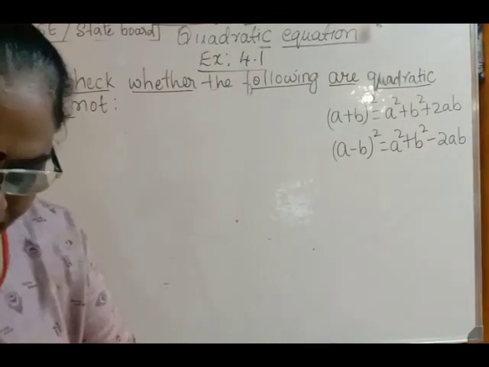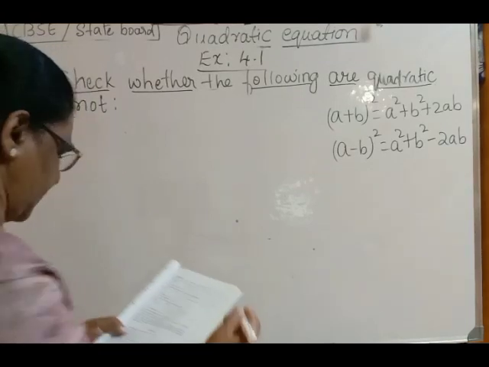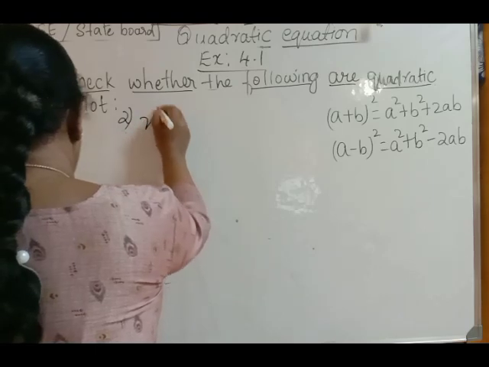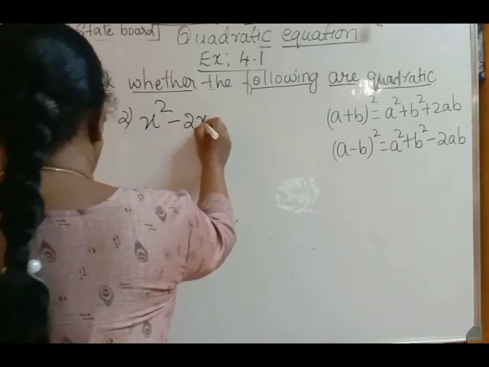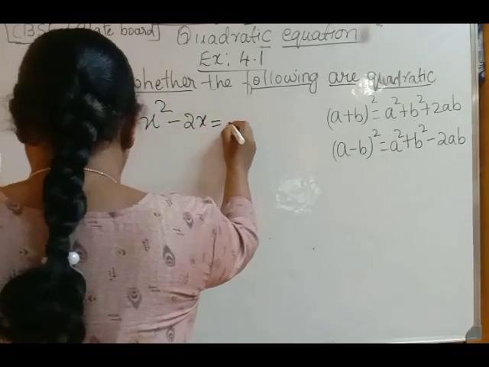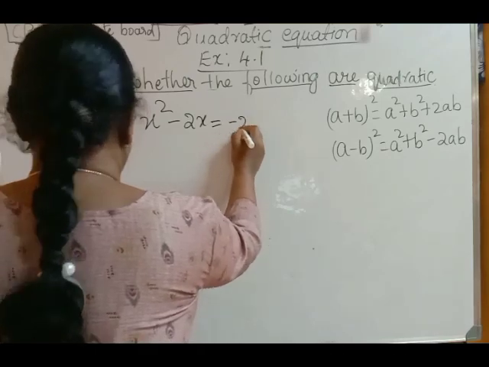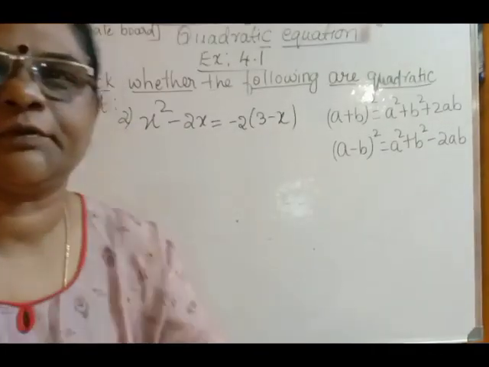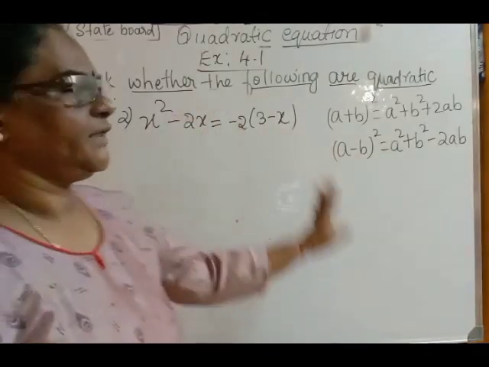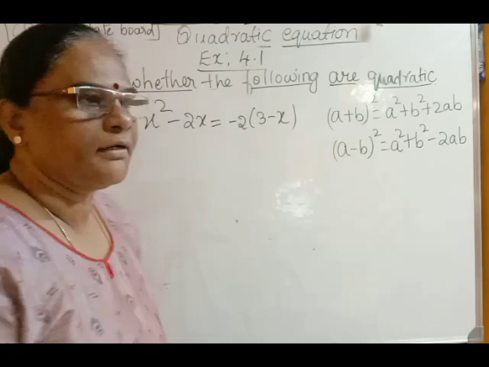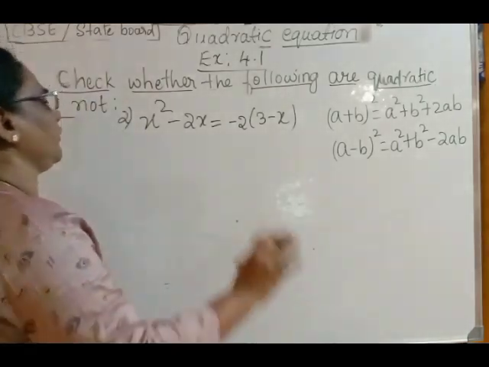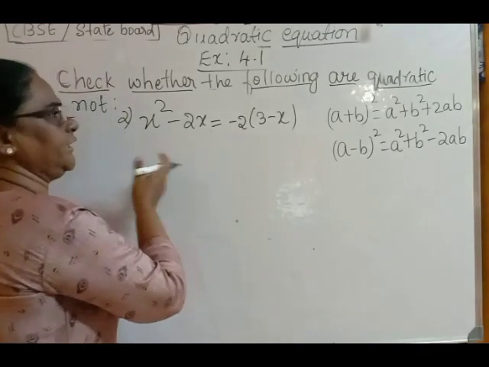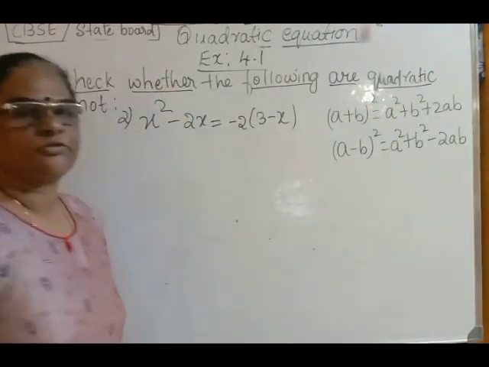Next, they have given second example. I will take x square minus 2x is equal to minus 2 into (3 minus x). Okay, you have to check whether this is a quadratic equation or not. Very simple it is. So here you don't have any problem, any term in the form of (a plus b) whole square or (a minus b) whole square.